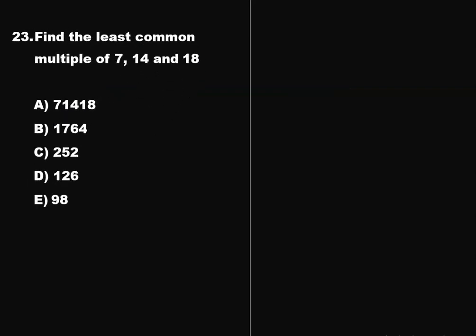Question 23. Find the least common multiple of 7, 14, and 18. Solution. The least common multiple or LCM of 7, 14, and 18 is the smallest number that is evenly divisible by all the three numbers.